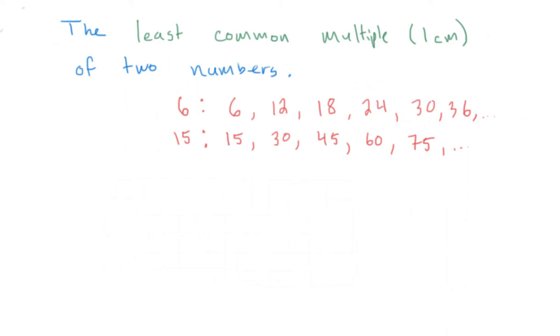Alrighty. So the least common multiple, as the name suggests, is the least multiple, the smallest multiple in each list that appears in both lists. So that's going to be 30. So notice we just start with 6, 12, 18, 24, 30, 15, 30. That's the smallest number that appears in the multiples of both 6 and 15. That's the least common multiple. Okay, so we can write the least common multiple of 6 and 15 is 30.